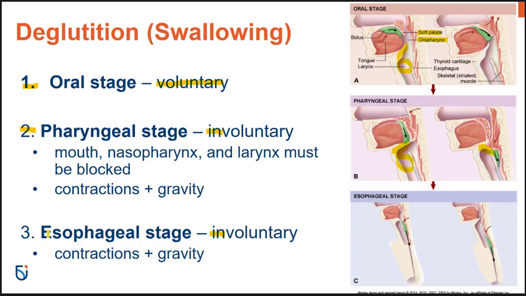And then finally is the esophageal stage, and this is where food is moving along the esophagus downward toward the stomach. We said already that this is an involuntary stage and that both contractions and gravity, just like the pharyngeal stage, are going to work together to move food in this forward direction.